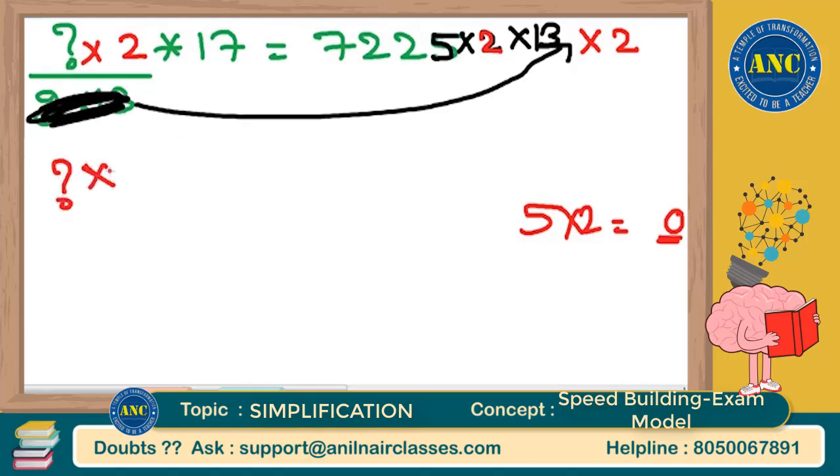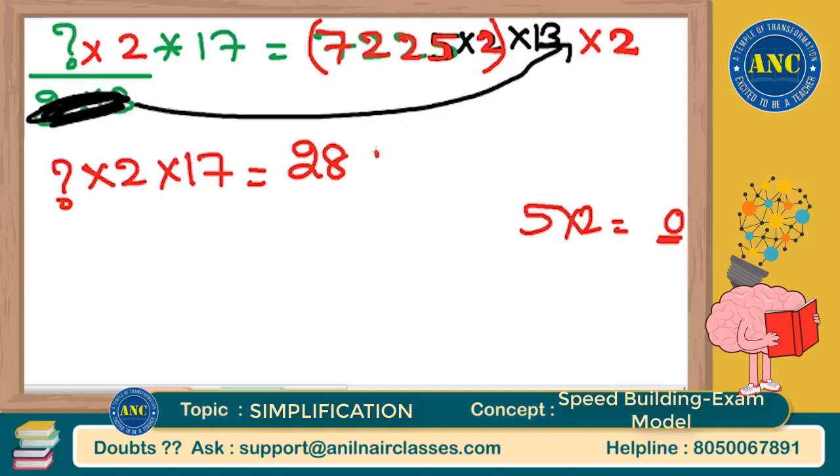Question mark into 2 into 17 is the left hand side. 7225 into 2. 7,000 into 2 is 14,000. 225 into 2 is 450. 14,450 into 2 again is 28,900, into 13. Now, I know that 17 square is 289. 17 into 17 is 289 with 2 more extra zeros.